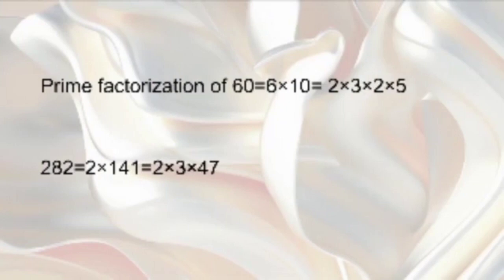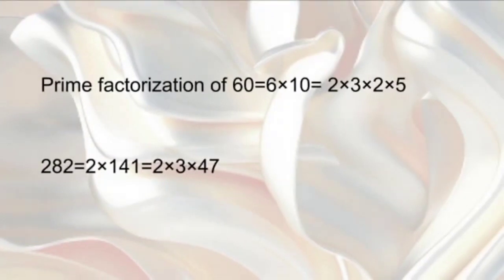If we write the prime factors of 60 all together, then the prime factorization of 60 equals 6 times 10 equals 2 times 3 times 2 times 5. Same is the case for number 282, such as 282 equals 2 times 141 equals 2 times 3 times 47. So in both cases, a tree structure is formed.